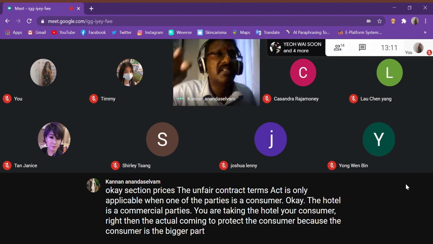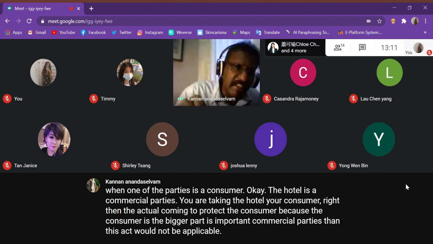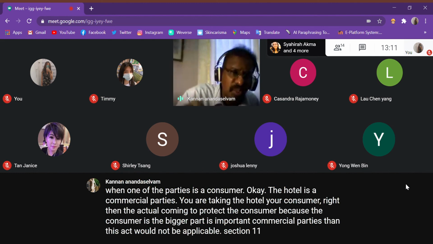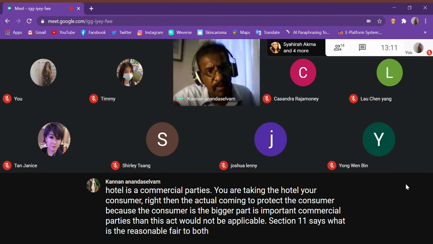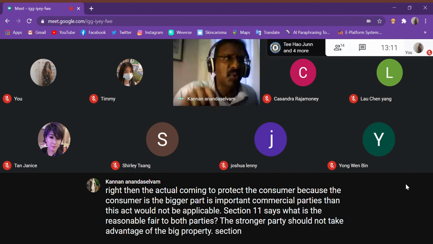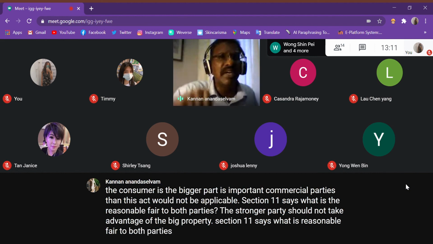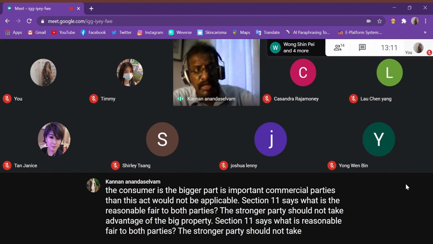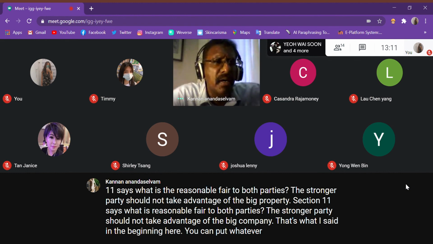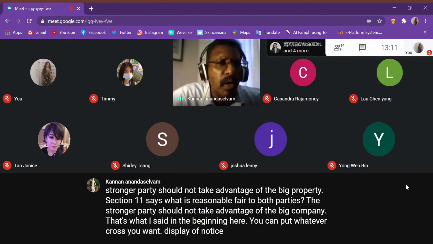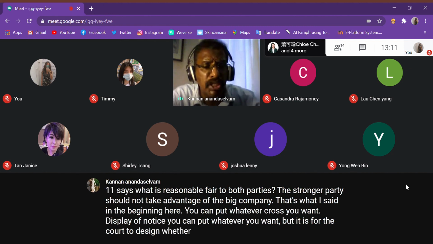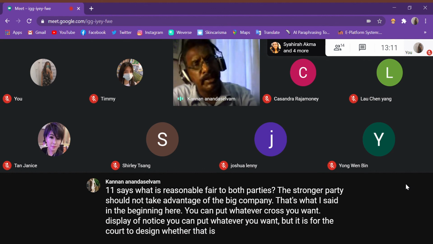Clear? Section 11 says what is reasonable must be fair to both parties. The stronger party should not take advantage of the weaker party. As I said in the beginning, you can put whatever clause you want. Display of notice, you can put whatever you want. But it is for the court to decide whether that display of notice is reasonable or unreasonable.